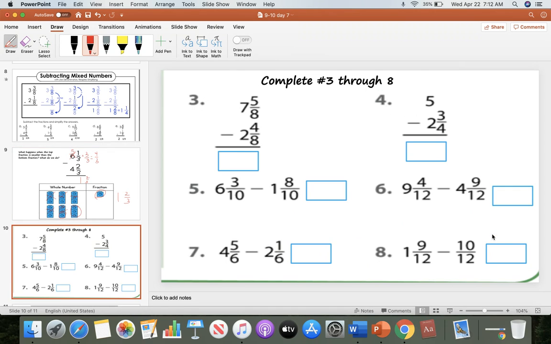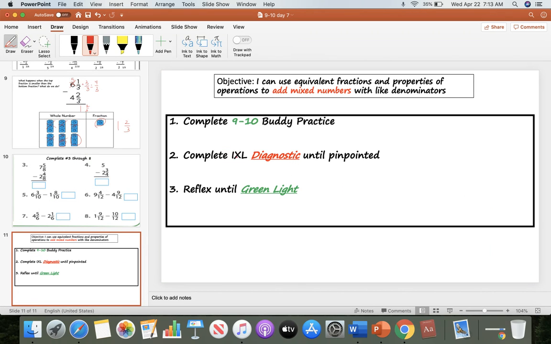All right, you guys are going to go ahead and try it. You're going to complete numbers 3 through 8. You will click in the box and turn this in. When you're done, complete buddy practice 9-10, and let me show you how to get to that really quick.